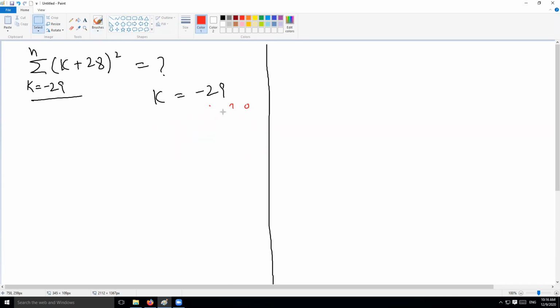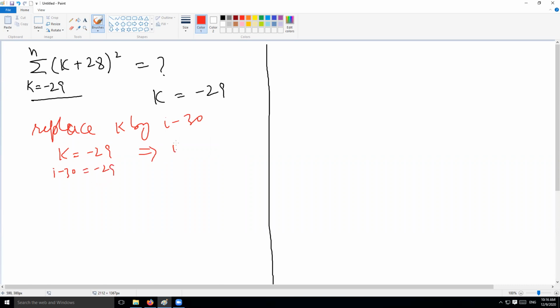So everywhere in the sum, replace k by i minus 30. If I replace k by i minus 30, what will this become? K equal to negative 29. So you substitute i minus 30 equal to negative 29. So the i would be 1.